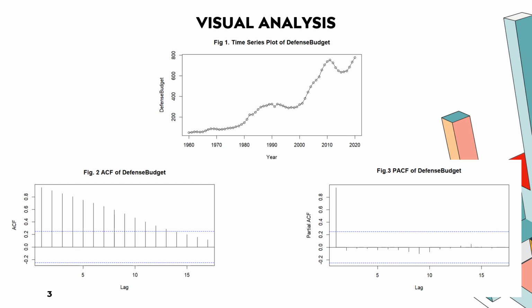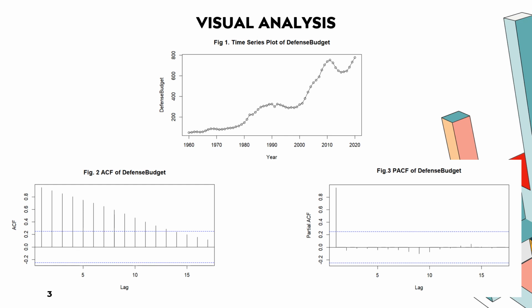The ACF plot, figure 2, shows significant autocorrelation at several lags. The autocorrelation starts very high at lag 1 and gradually decreases, indicating a strong persistence or the trend in the data. The slow decay suggests that the series is non-stationary and has a trend component. The values beyond the 95% confidence interval, blue dashed lines, indicate significant correlations.